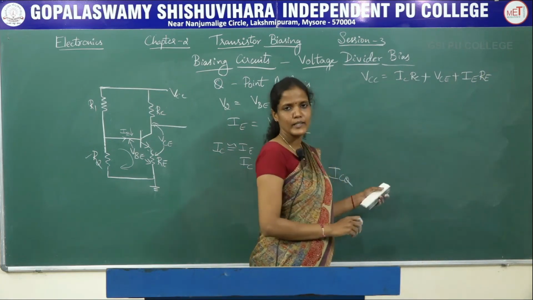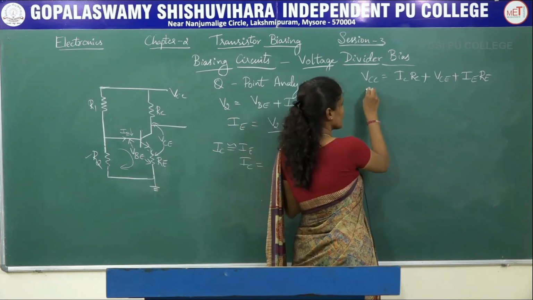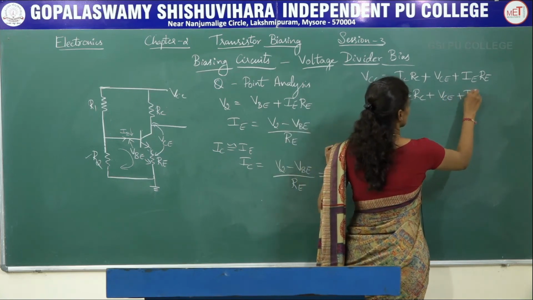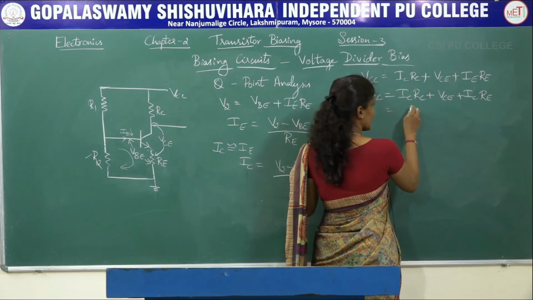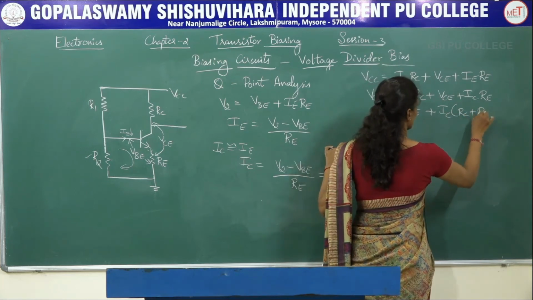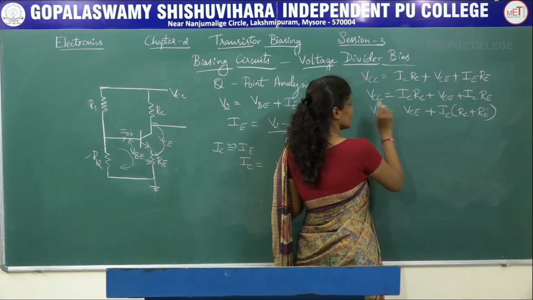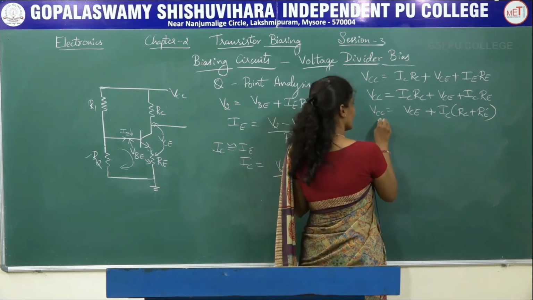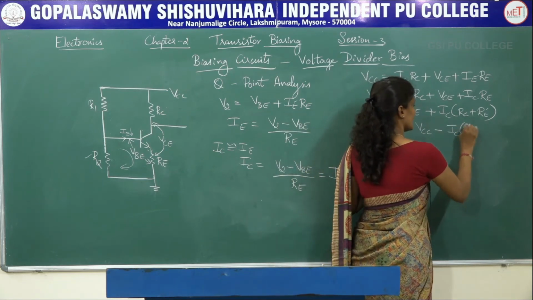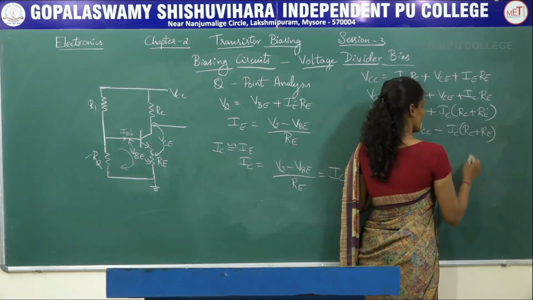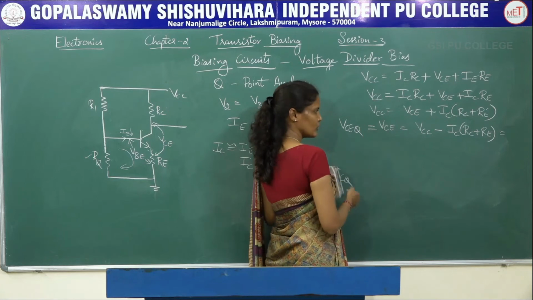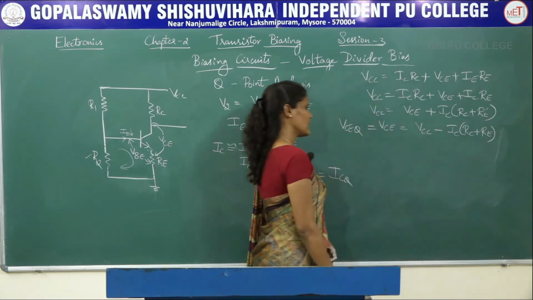Since IC is approximately equal to IE, I can substitute that IC into RC plus VCE plus IC into RE. If I take IC as the common factor, VCE plus IC of (RC plus RE) is equal to VCC. Then VCE equals VCC minus IC of (RC plus RE), which is also called as VCEQ. Like this, I got 2 different points.